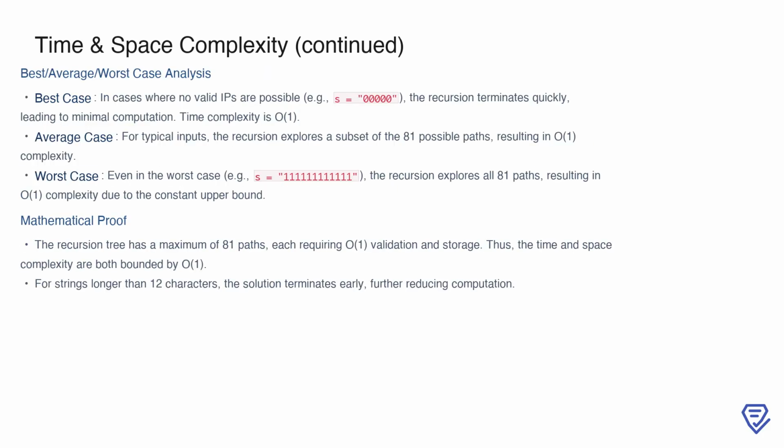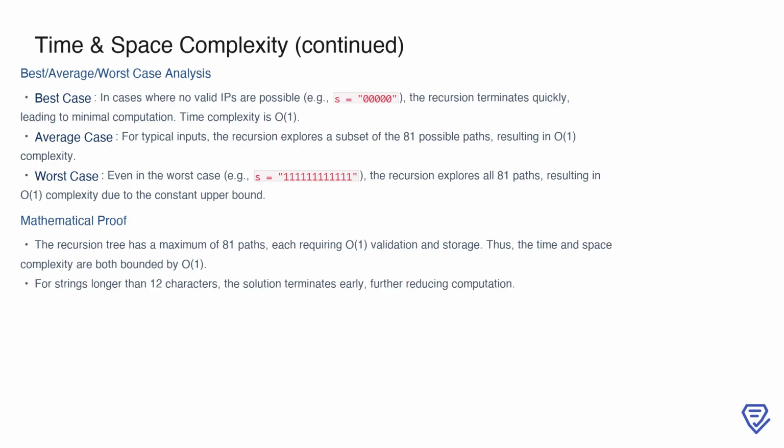To conclude, let's analyze the best, average, and worst-case scenarios for this algorithm. In the best case, where no valid IP addresses can be formed, such as when the input string is excessively short or contains all zeros, the recursion terminates quickly, resulting in minimal computation and a time complexity of O(1). In the average case, typical input strings lead the recursion to explore a subset of the 81 possible paths, keeping the complexity at O(1). Even in the worst-case scenario, such as a string like 111111111111, where all paths need to be explored, the constant upper bound of 81 paths ensures O(1) complexity.